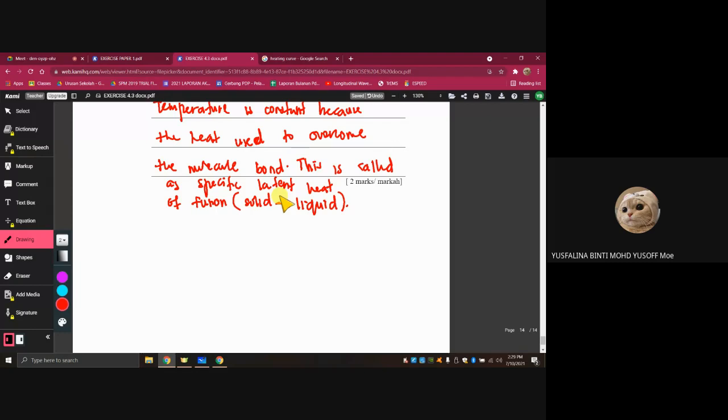So you've got 2 marks. 1 mark for saying that the heat is used to overcome the molecule bond, and the second one, you put what type of specific latent heat, and you state the change of phase there, solid to liquid. So that's the 2 marks.